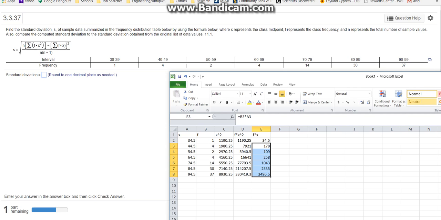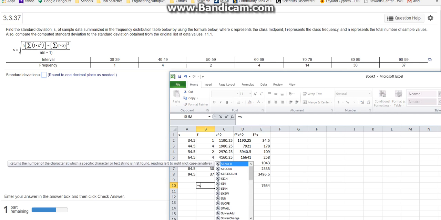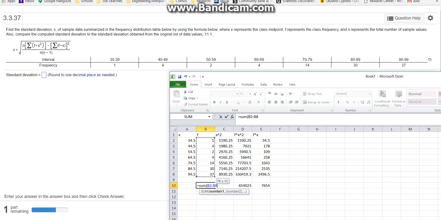Okay, and now I have to sum f(x squared). So I'm going to come down here and do the summation of f(x squared), and that gives me this result. And then I have to sum fx, the products of fx. So sum this column here, and that gives me this term here. And of course n, I can sum all the n's to get all the n's here, and n is 92. So now I have all the ingredients to construct this equation.